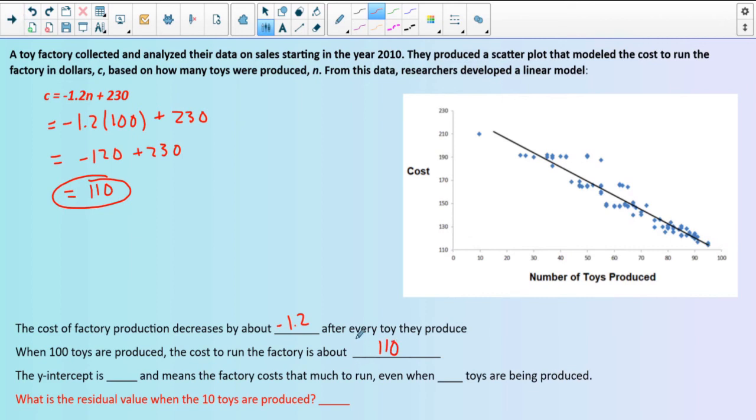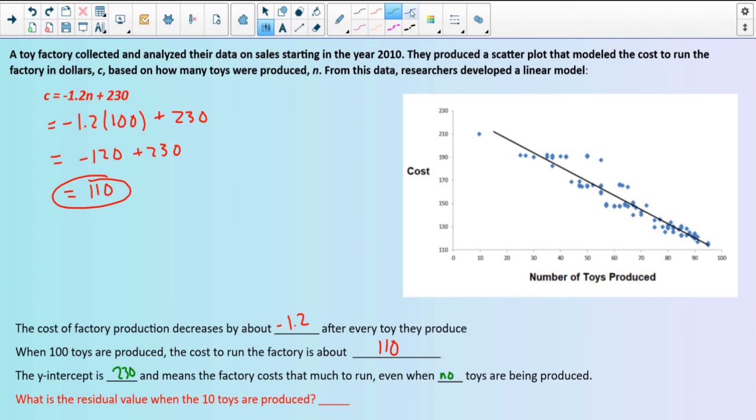Let's see, what's the y-intercept? We can just get that straight from the equation here. Looks like 230 is the y-intercept. So that would mean that the factory costs that much. It costs 230 to run, even when no toys are being produced. So even when there's nothing being made, it's going to cost at least $230, plus whatever toys are being made.